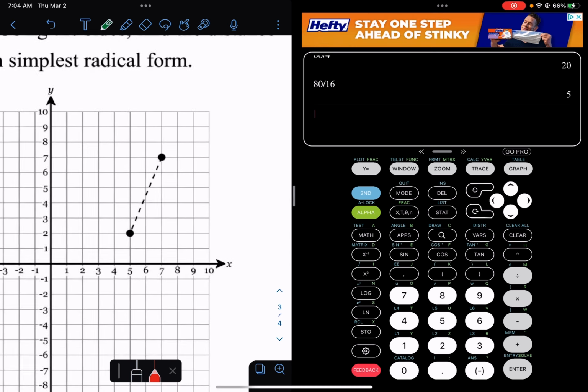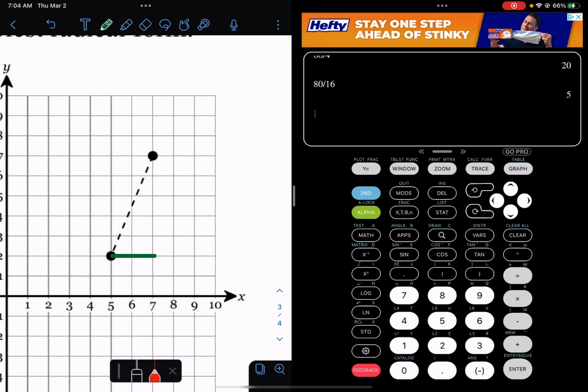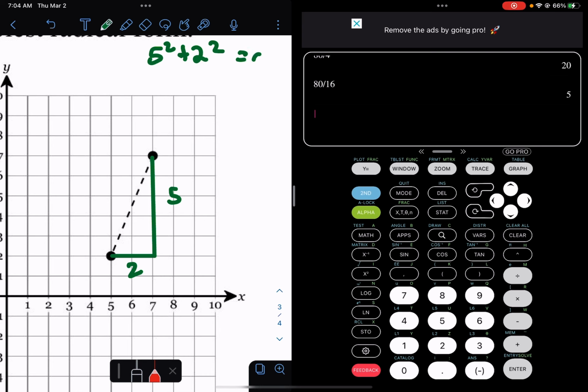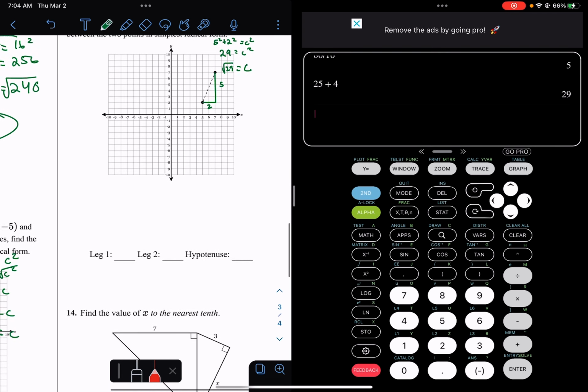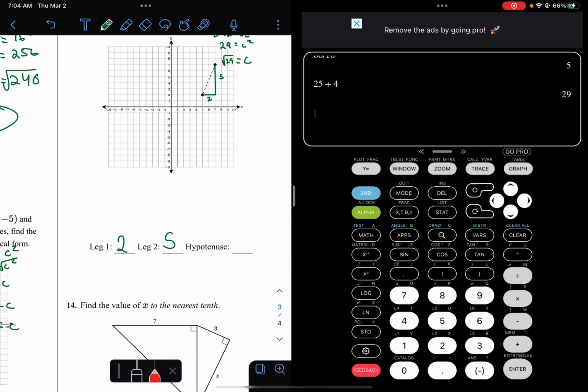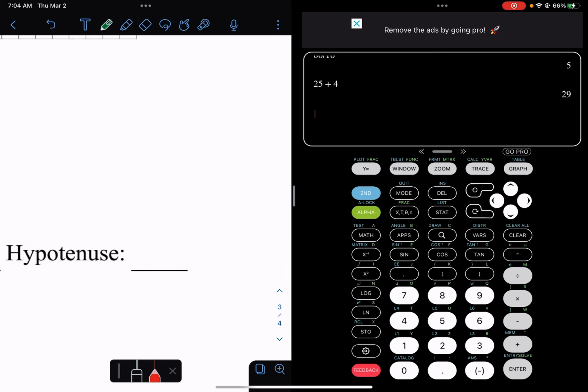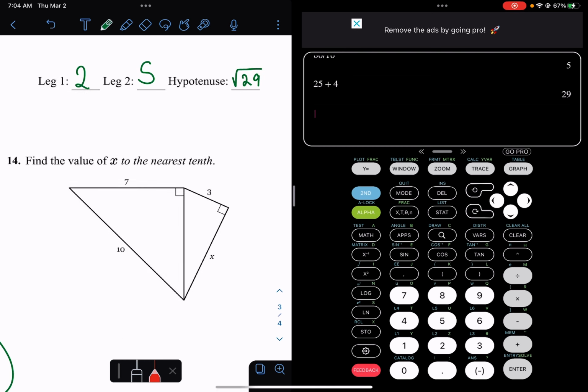All right, so let's go ahead and try this one. Same deal. We go 2. We go 1, 2, 3, 4, 5. So we're going to do 5 squared plus 2 squared equals c squared. So we get 25 plus 4. And I got 29 equals c squared. So then c is going to equal the square root of 29. Now, again, they want simplest radical form. You can't break down root 29. 29 is prime, so it's literally just going to be root 29. All right, next problem.